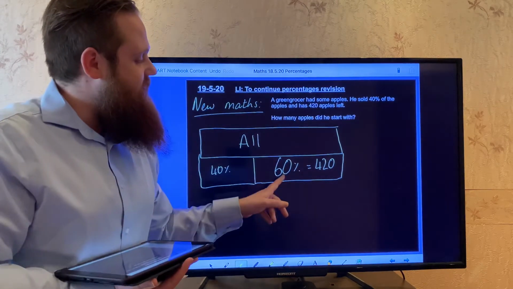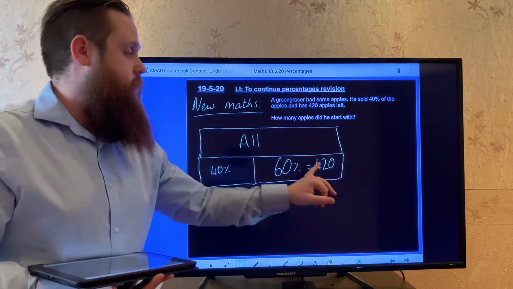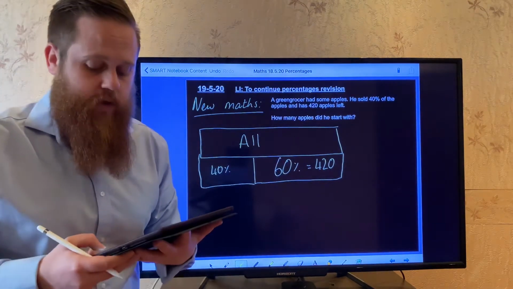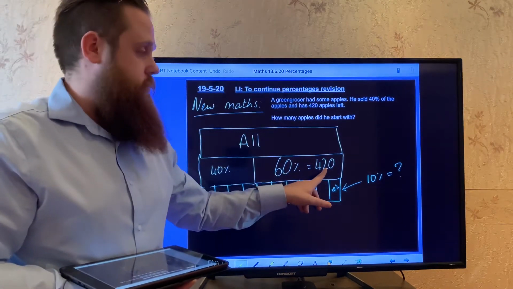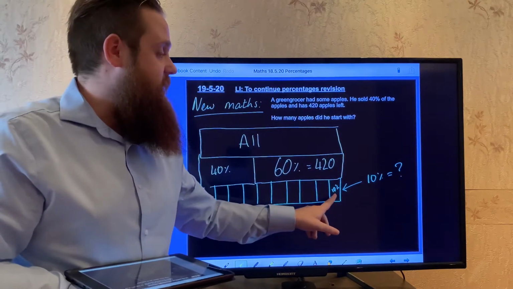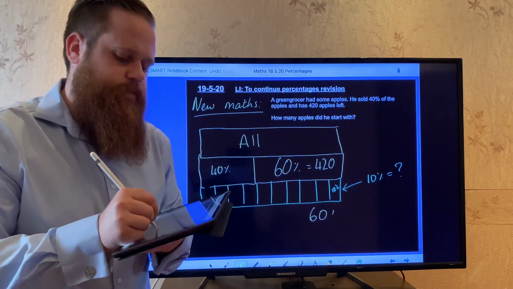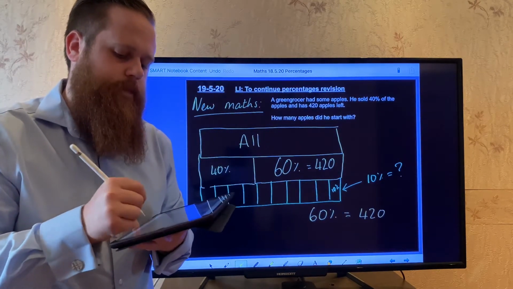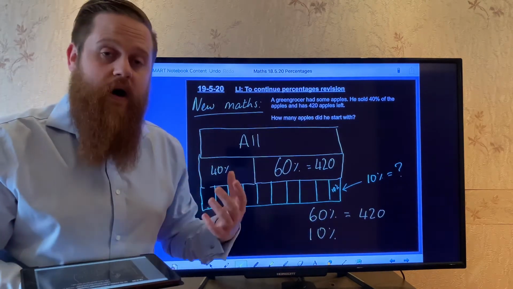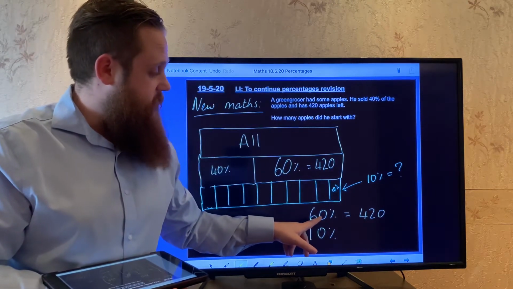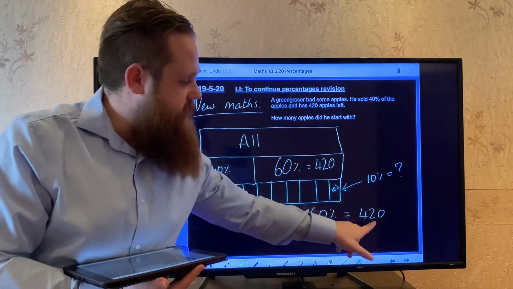So if I know that 60% is equal to 420, I need to be able to work out either 40% and add them together, or I need to be able to work out 100% straight away. So what I can do here, if I know that 60% is equal to 420, I need to work out what 10% is. Well, if 60% is equal to 420, how do I get to 10%? 60% to 10%, well, I divide by 6. 60% divided by 6 is 10%. Okay then, so if I've divided this by 6, I'm going to have to divide this by 6.